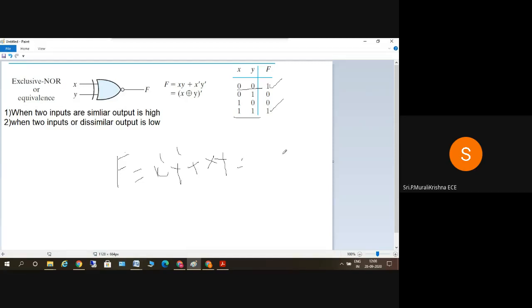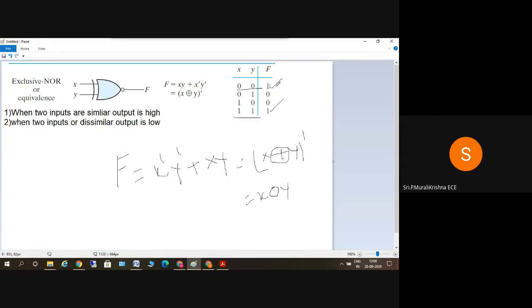That is the inversion of x exclusive-OR y, so whole bar, or it is also equal to x, with a dot and a circle, y. So this is how we write the equations from the truth table.